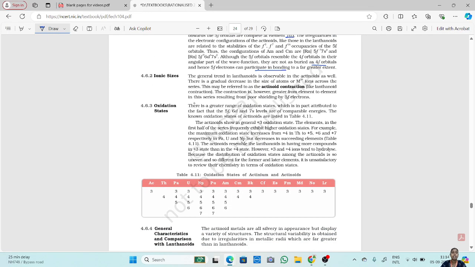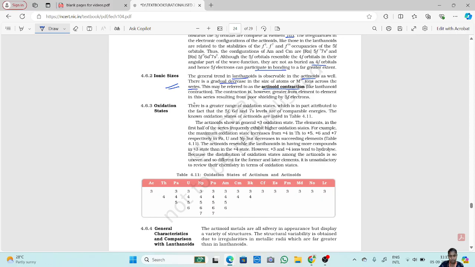Now, their atomic and ionic sizes. The general trend in lanthanoids is observable in the actinoids as well. Whatever the ionic or radii changes that occur in lanthanoids, you can observe the same in actinoids. There is a gradual decrease in the size of atoms or ions across the series. This may be referred to as actinoid contraction, in the same way that for lanthanoids it is lanthanoid contraction.